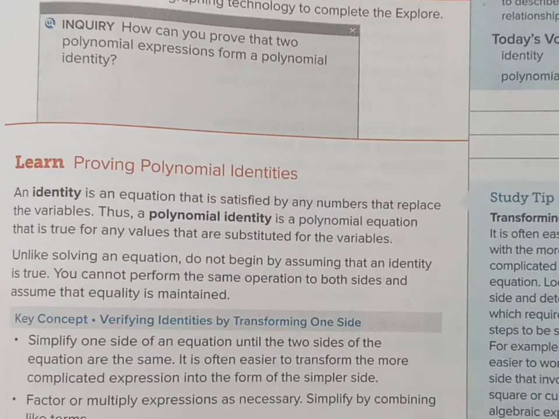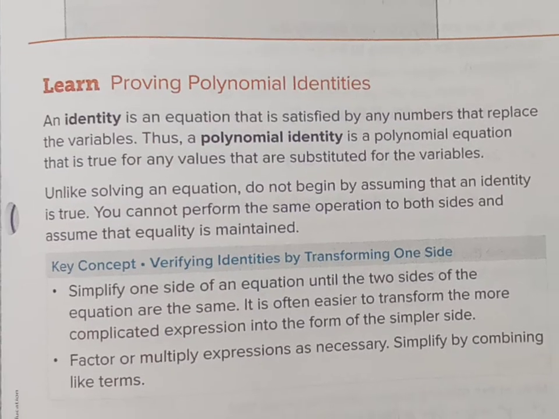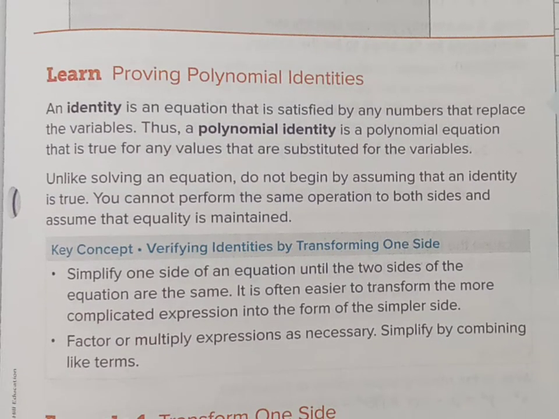We're going to define that right away. An identity is an equation that's satisfied by any numbers that replace the variables. So then, like we've kind of dealt with this before. If you remember system of equations, right, we had three options. You could find the intersection, which is one solution. They could be parallel, there's no solution, or they could be the same line with infinite solutions.